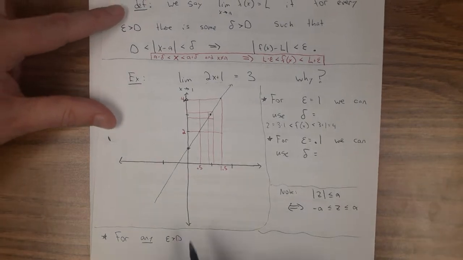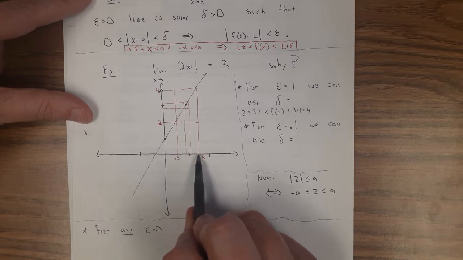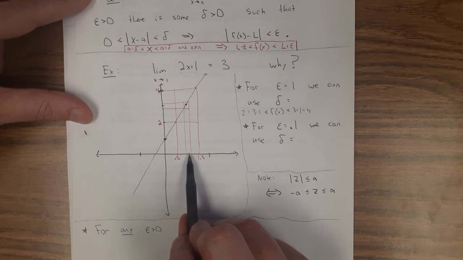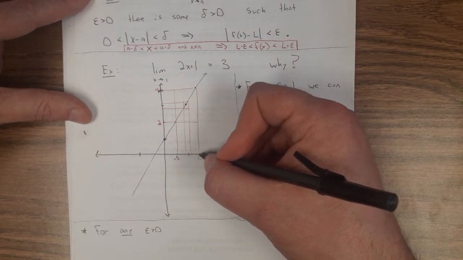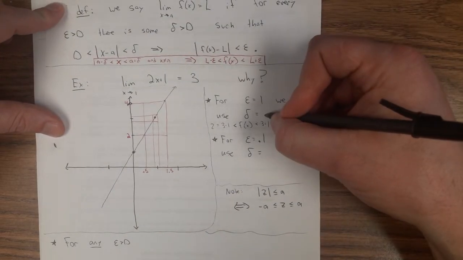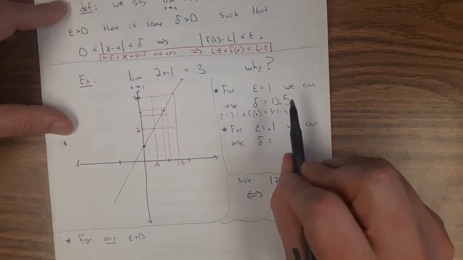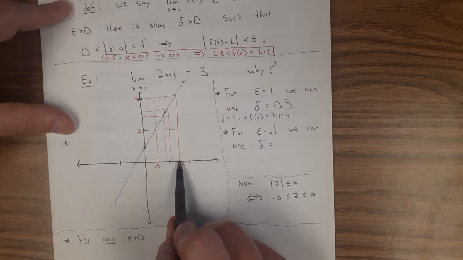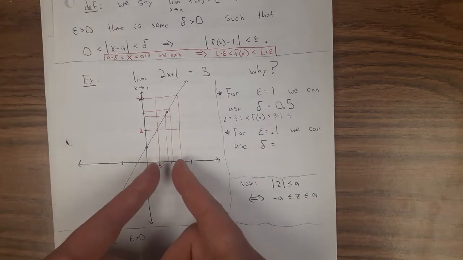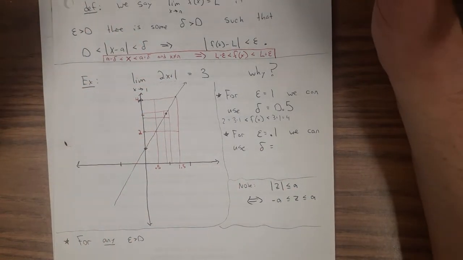In other words, the distance from 1 to x needs to be in between here and here, and these are each a distance of 0.5 away from 1, right? If I go 0.5 to the left, I get this. If I go 0.5 to the right, I get this. So after all that talking, that's what I'm going to write here. It's the distance between a and the outer edge of this horizontal window that's guaranteeing that I stay in this vertical window.